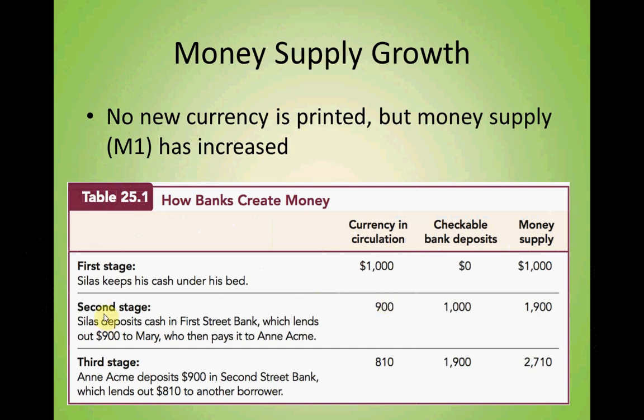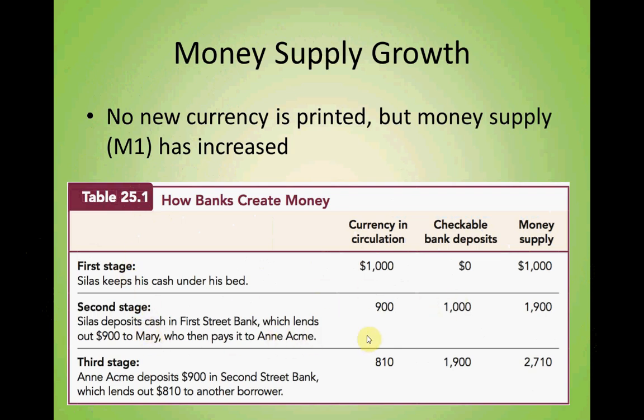So the First Street Bank lends $900 to Mary. Mary needed money for something. She had to pay it back to Anne for some reason, but Mary needed cash, so she goes to the bank and gets a $900 loan. She's going to agree to pay interest on it and everything. So Mary gets a $900 loan, which is actually Silas's money, and then she pays it to Anne.